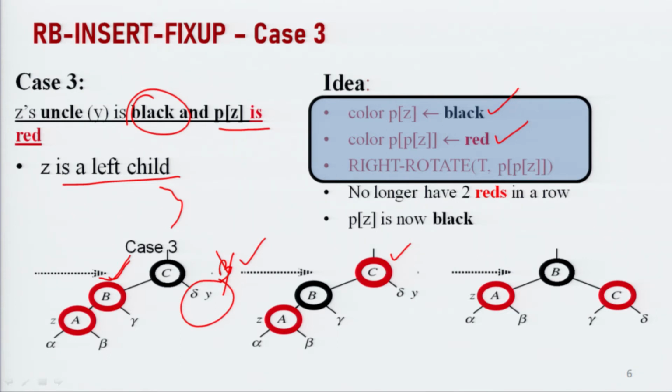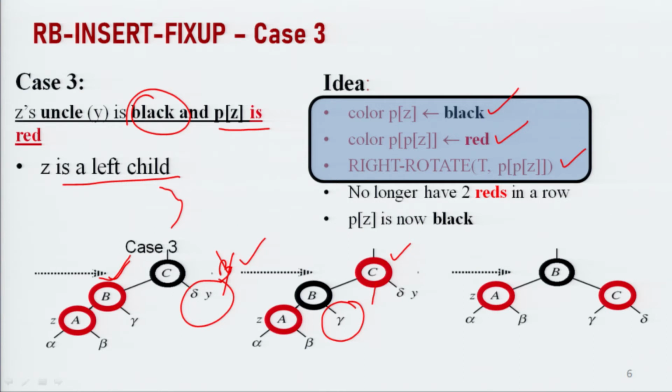Then what would happen to this gamma? Gamma is the right child of B. So, this right child of B will become, after rotation, the left child of C. Just see here, this gamma has become the left child of C. Now, C has become the child node and B has become the parent node. So, we are performing the right rotation over here.